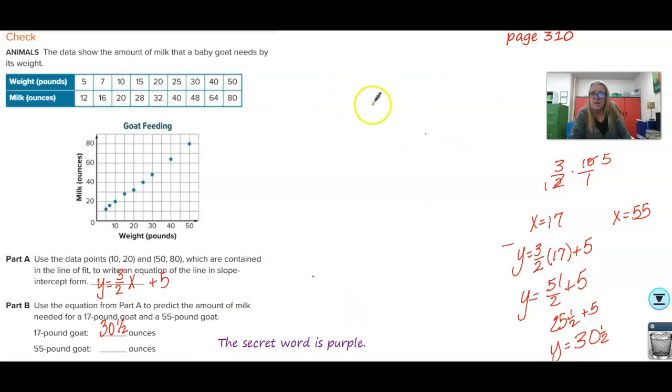Okay. Now we need to do a 55-pound goat. So we have y equals 3/2 times 55. I might have to whip out a calculator here. Plus 5. Yep, let me get a calculator.